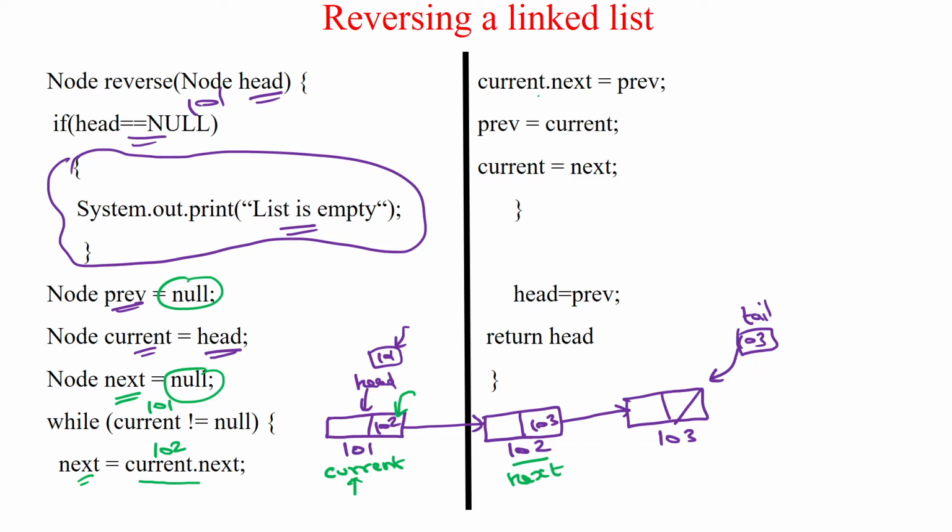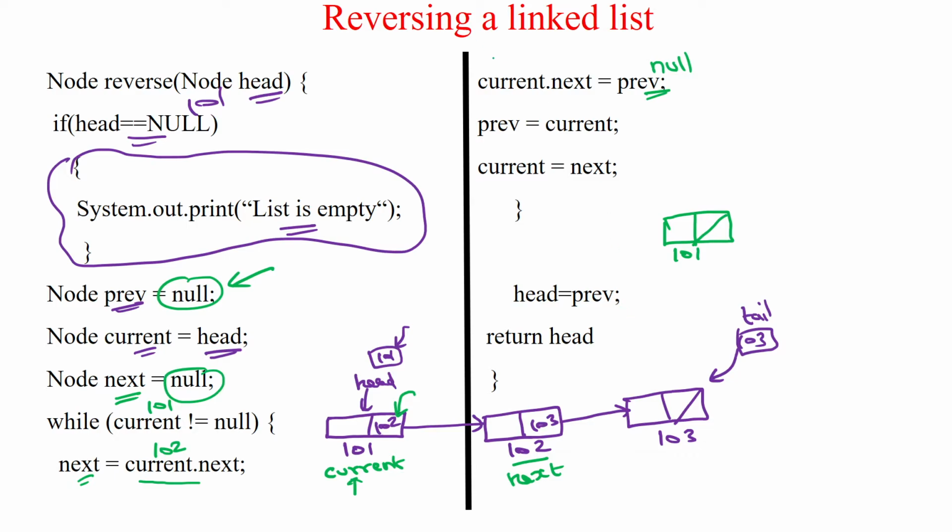Then current dot next is assigned with previous. So what is the previous? Previous is null. So now the current dot next is 101. I will draw the list like this. So now the 101 current dot next is being made the previous value. What is the previous value here? Null. So null is written in the 101 next field.